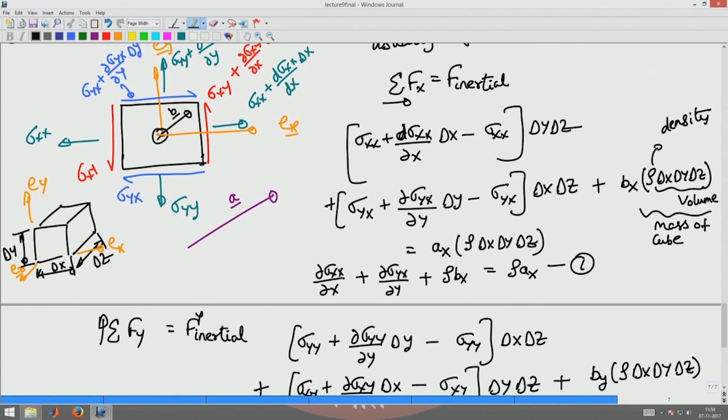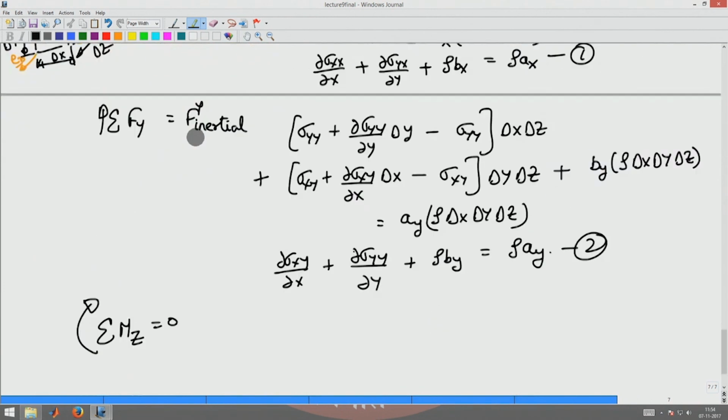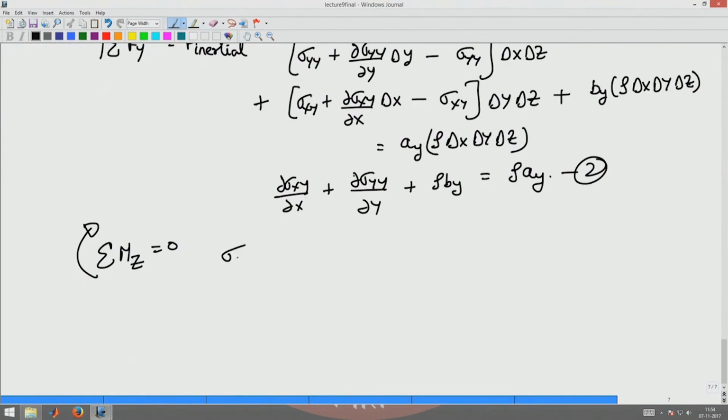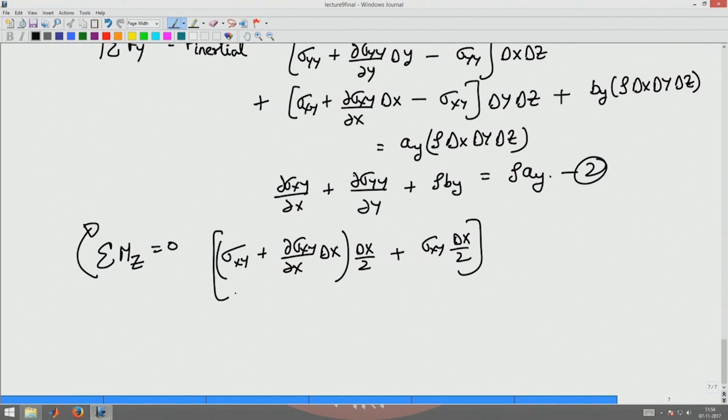So, that moment is positive. Okay. So, we get sigma xy plus dou sigma xy by dou x into delta x into the lever arm, which will be delta x by 2, plus sigma xy into the lever arm, which is delta x by 2, into the area over which this shear stress acts, which will be delta y delta z.